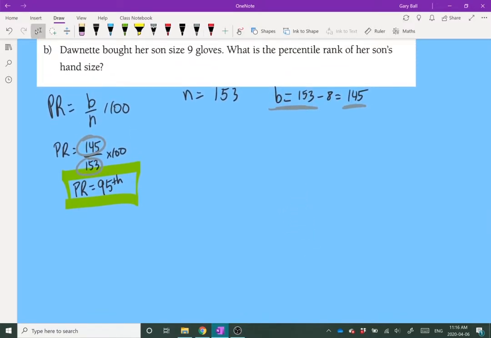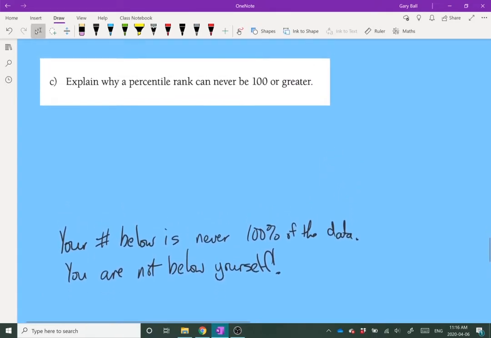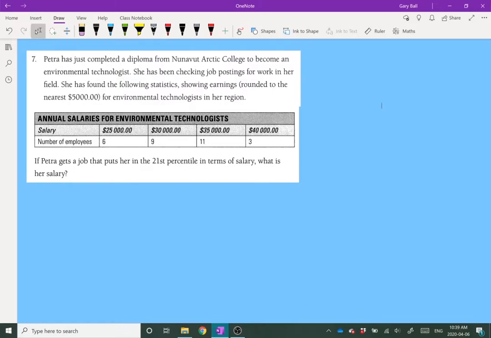What they're saying is you can't be in the hundredth percentile. It's possible in really large numbers, if you are the biggest one, for it to round up to the hundredth percentile, but you're not truly in that hundredth percentile. So your B, your number below, is never 100% of the data. You are never below yourself. So your numerator is always going to be at least a little bit smaller than your denominator. Let's move on to the next question.